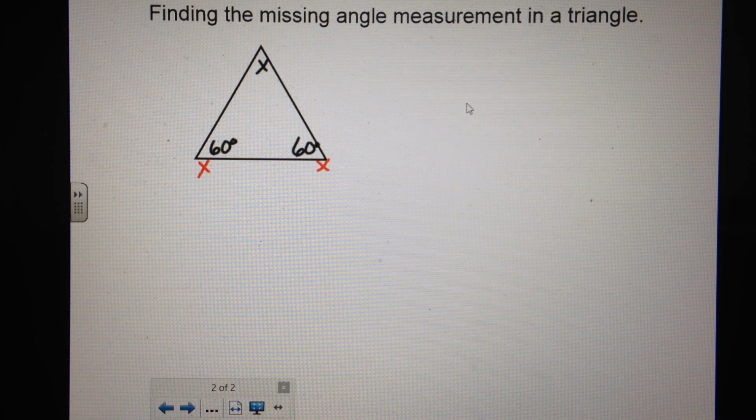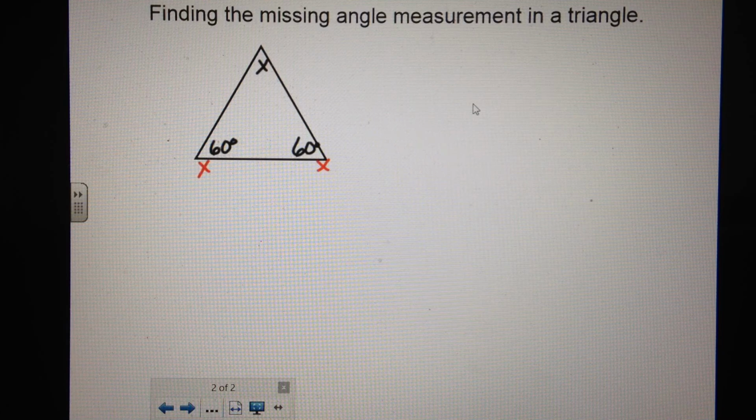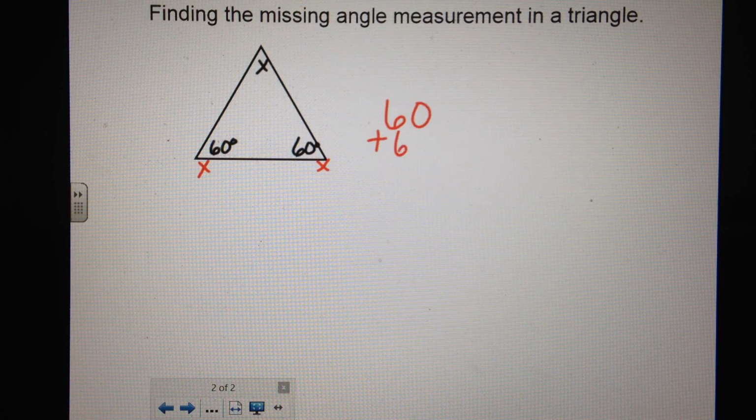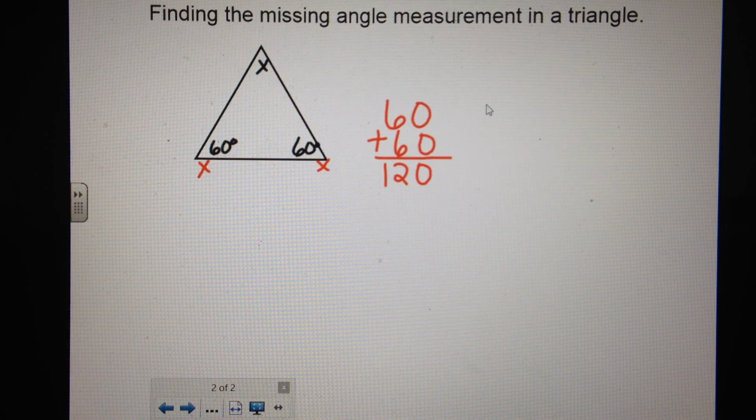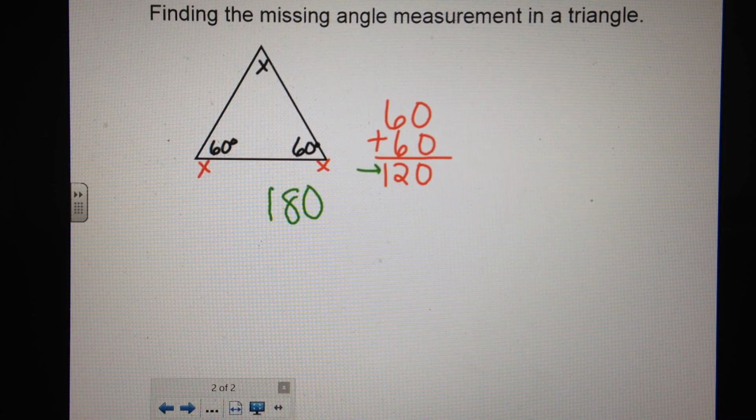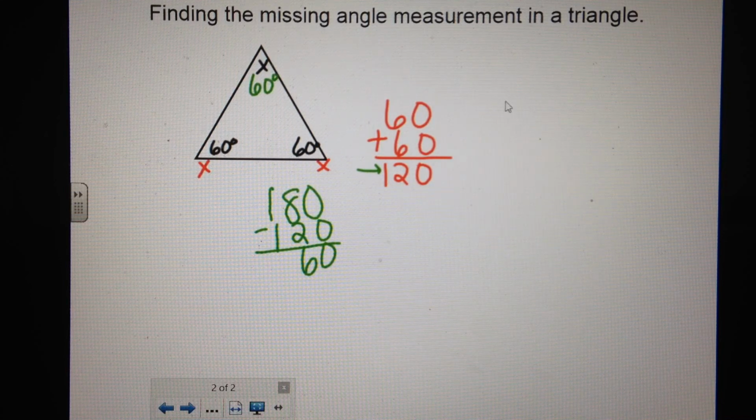Because you didn't already know that this was an equilateral triangle, you need to figure out what the missing angle would be. The first thing you do is you add up the two sides you do know. 60 and 60 is 120. All triangles add up to 180 degrees. If I take 180 and I subtract how much I've used, which was 120, I can find out that my missing angle was 60 degrees.